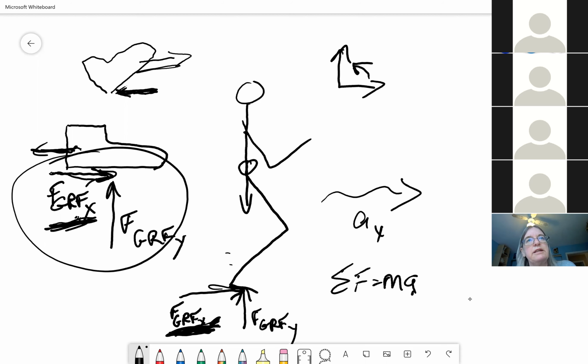There's no question. The ground is pushing forward on us. We are pushing backwards on the ground. The ground is pushing forwards on us.